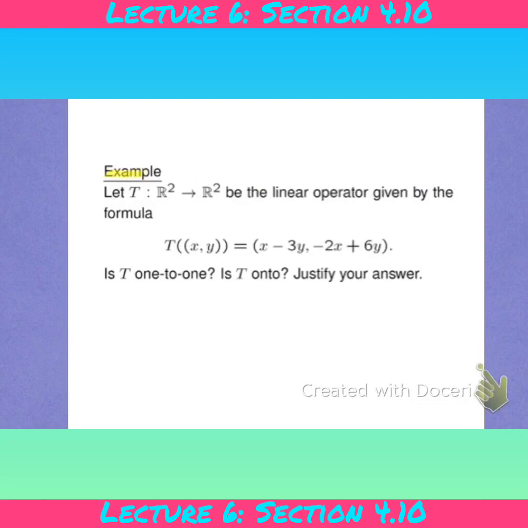Okay, so in this example here, they let T be a linear operator from R2 to R2, and it is given by this formula here. T takes the point xy and it maps it to that point. So now they ask us, is T 1 to 1? Is T onto? Okay, so let's first investigate whether T is onto.